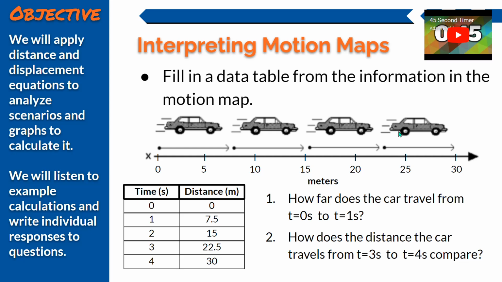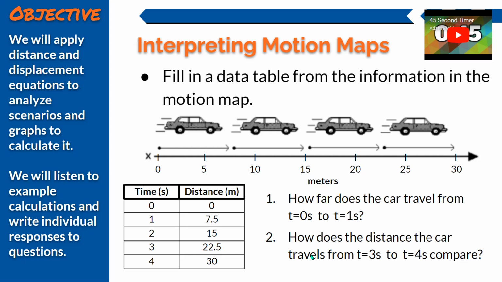Okay, so again, that's the information I can see from that motion map, and it may be more useful to look at it in a data table form, or maybe you're very visual and you like the motion map. But examining either of these two things, we have two questions here. How far does the car travel from 0 seconds to 1 second, and how does the distance the car travels from 3 seconds to 4 seconds compare? Okay, well, this first one's really easy. From 0 to 1 second, it obviously travels 7.5 meters. I can see that in my table. I can also just read the end of the first arrow.